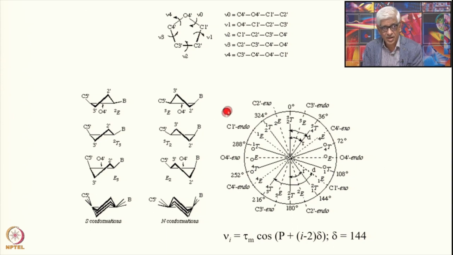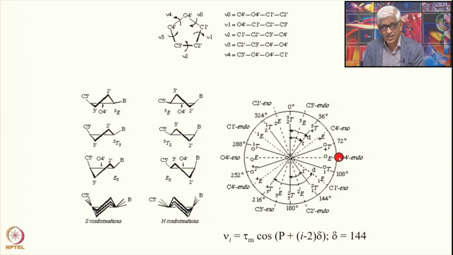On this side similarly, we have the north conformations, it is the 3 prime which is above the central line, and this is the 3 prime endo. Therefore, this is the 3 prime endo here, and if you take the P value, how the P value is changing, this goes from 0, 36, 72, and this becomes 90.